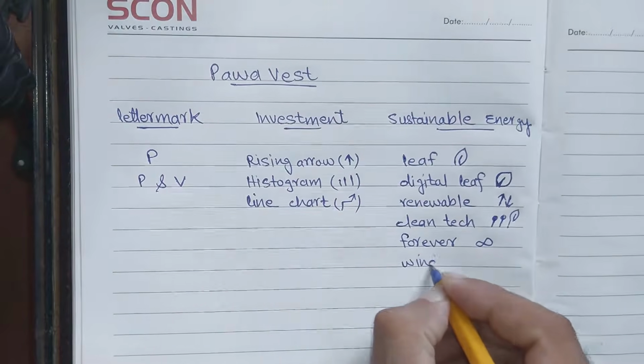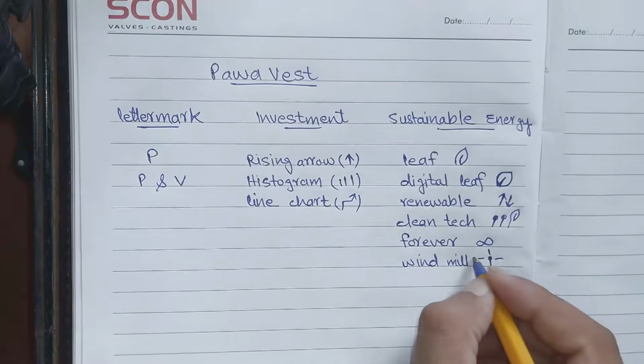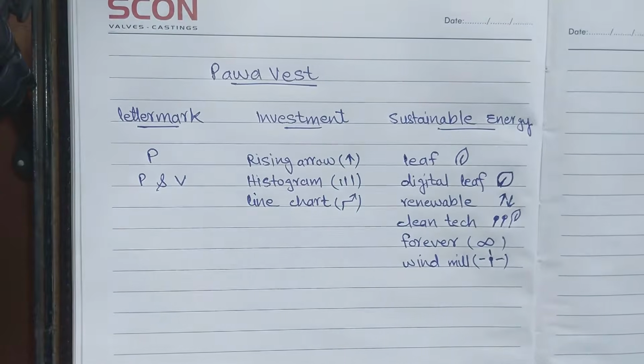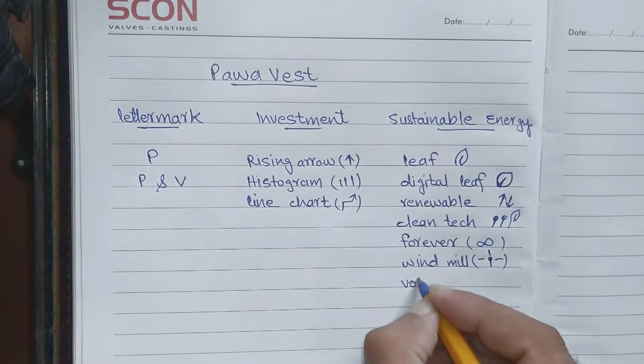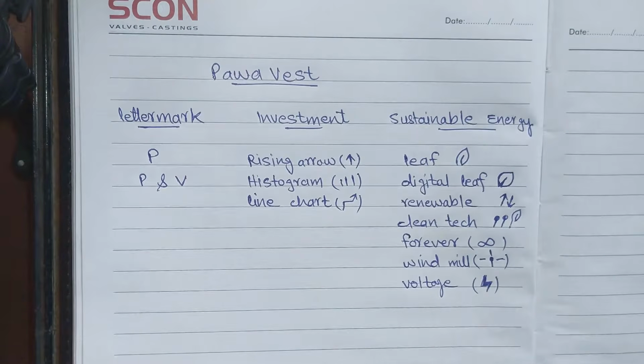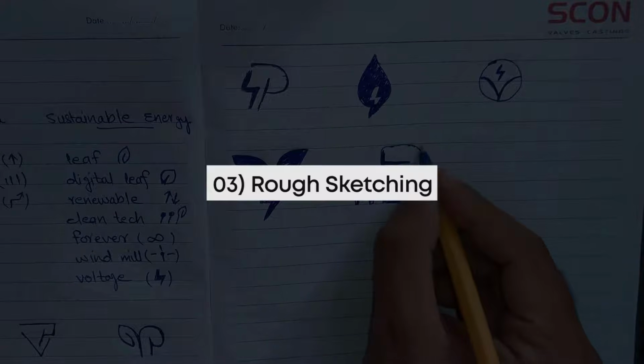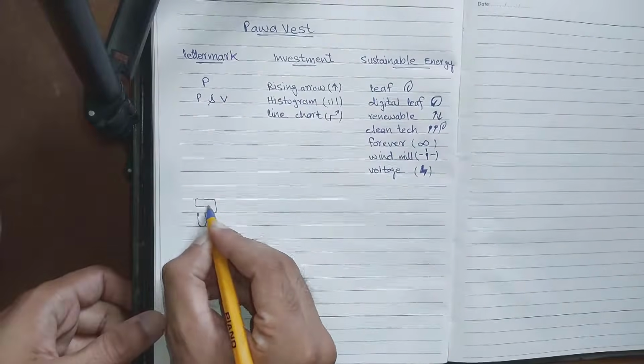Windmill is also an effective and important point to represent the sustainable energy source. And if we want to represent only the energy, then we can also use a voltage mark. Now these are the important points that come to my mind when I think about sustainability. Now let's continue with the rough sketching process. In this process, I will design different sketches by using the combination of these points.